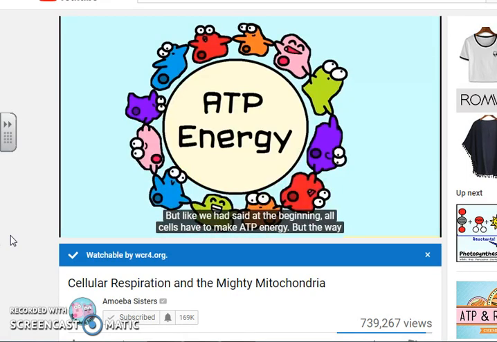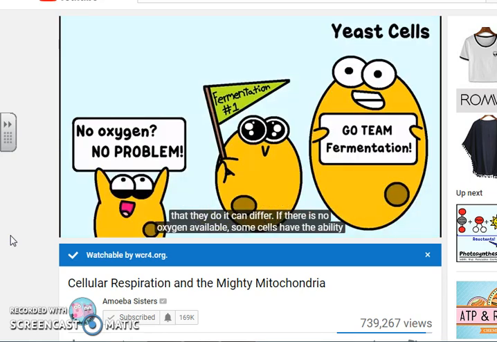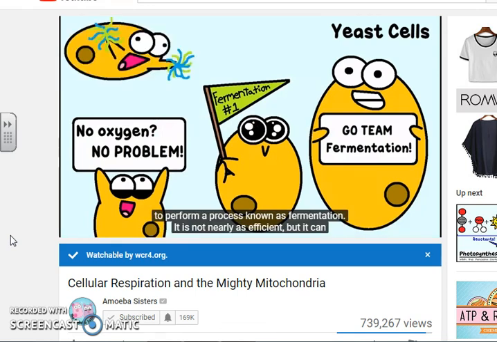But like we said at the beginning, all cells have to make ATP energy. The way they do it, though, can differ. If there is no oxygen available, some cells have the ability to perform a process known as fermentation. It's not nearly as efficient, but hey, it makes ATP when there's no oxygen.